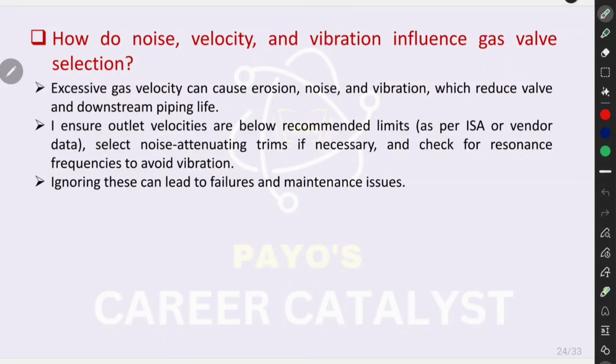How do noise, velocity, and vibration influence gas valve selection? Excessive gas velocity can cause erosion, noise, and vibration, which reduces valve and downstream piping life. I ensure outlet velocities are below recommended limits as per ISA or vendor data, select noise attenuating trims if necessary, and check for resonance frequencies to avoid vibration. Ignoring these can lead to failure and maintenance issues.